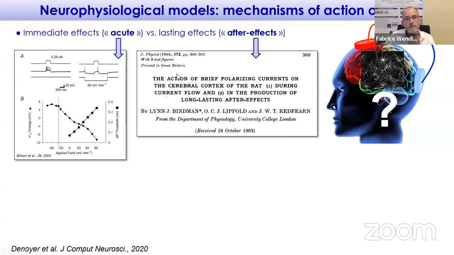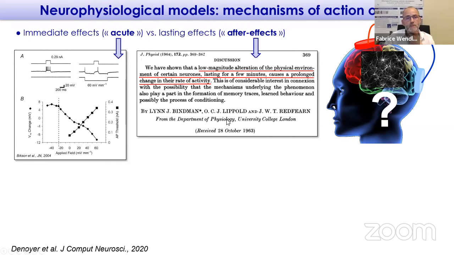I took this paper from Bindman in the mid-60s, and at that time the authors already reported that a low magnitude alteration of the physical environment of certain neurons lasting for a few minutes may cause a prolonged change in their rate of activity.